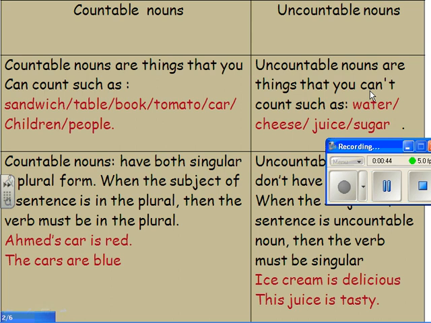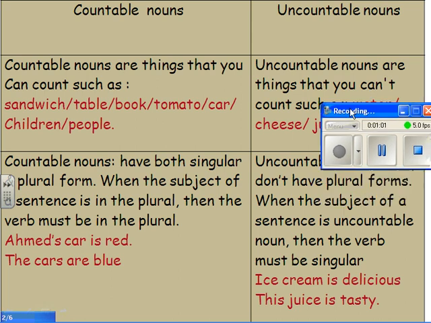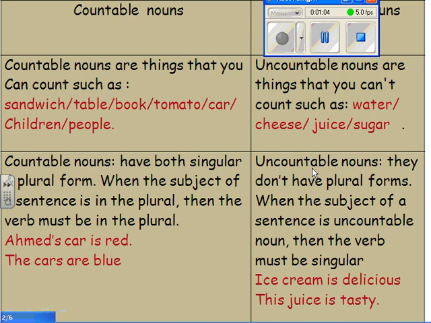The cars are blue. Here the subject, cars, is plural. So the verb must be plural. So we used are. Let's move to uncountable nouns. Uncountable nouns are things that you can't count, such as water, juice, sugar.